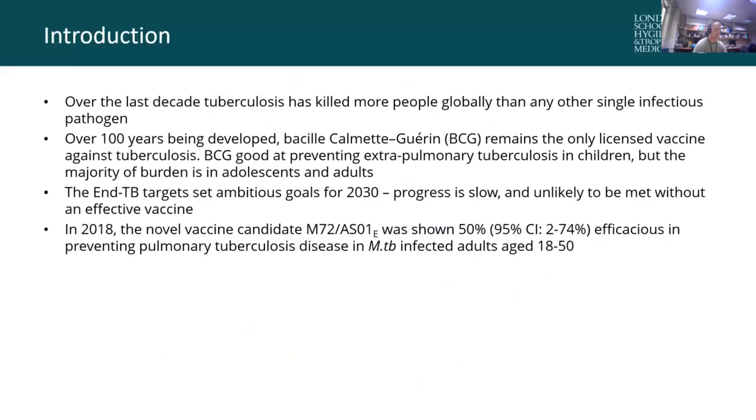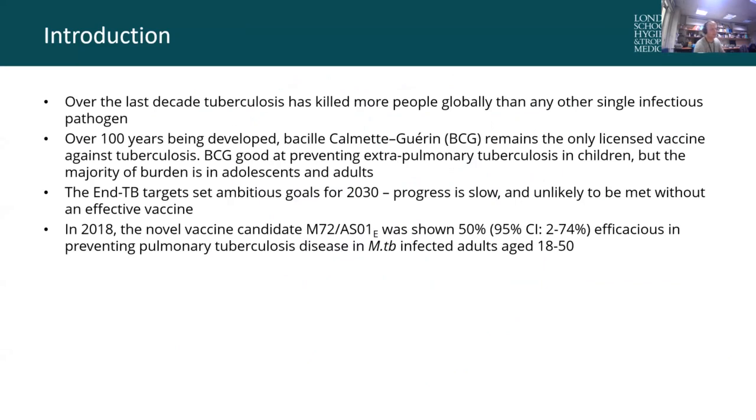I'm not sure how much background I need to give, considering you've joined a session on the economics of tuberculosis, but over the last decade, TB has killed more people than any other single infectious agent. The last year or so, that's changed, understandably. And for the last 100 years, we've had one vaccine, the BCG vaccine, which has been really good at preventing extrapulmonary TB among children. But the majority of morbidity and mortality from TB disease today comes from pulmonary TB among adults.